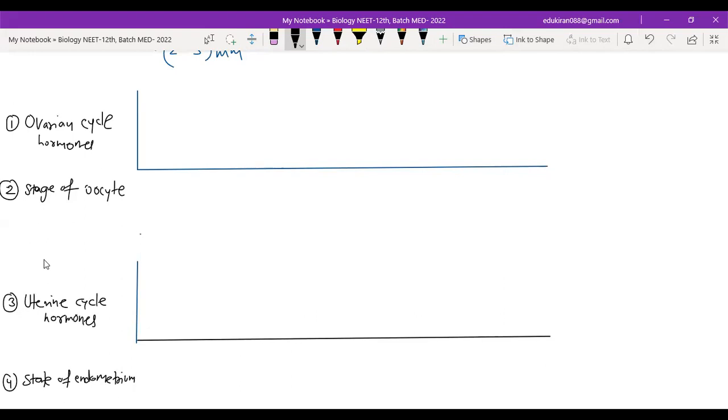Okay, so let's start. Let me first mark everything. On the y-axis is the concentration of the hormones, and on the x-axis are the days. So here it starts day 1. Here also it is day 1. At the end it is day 28. Okay.